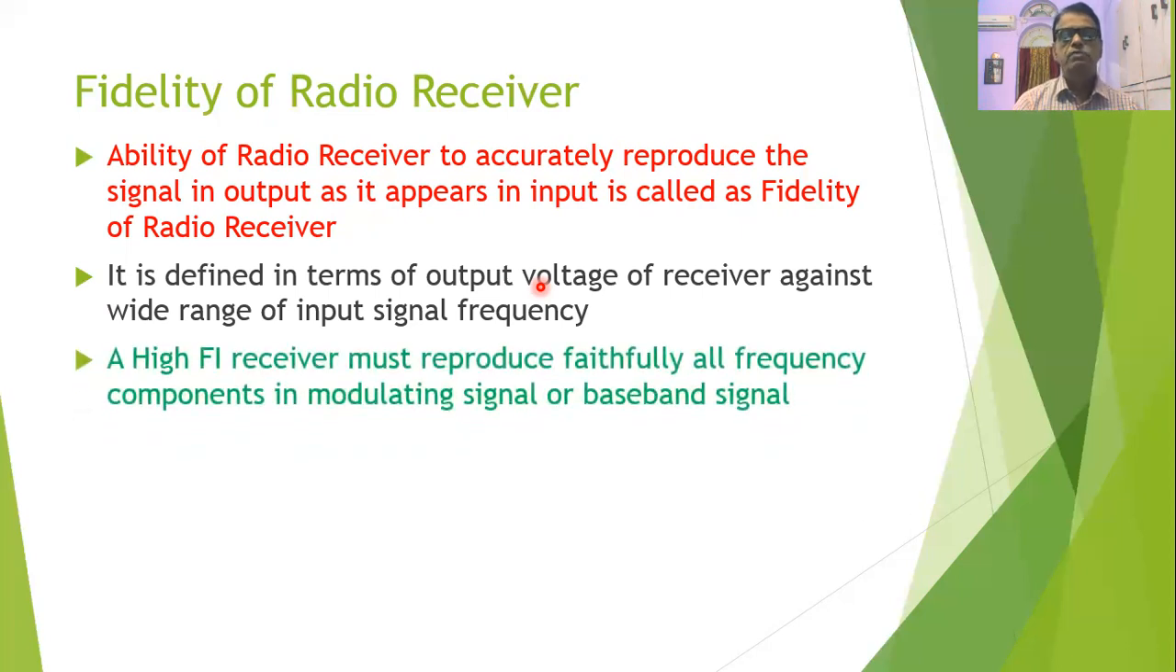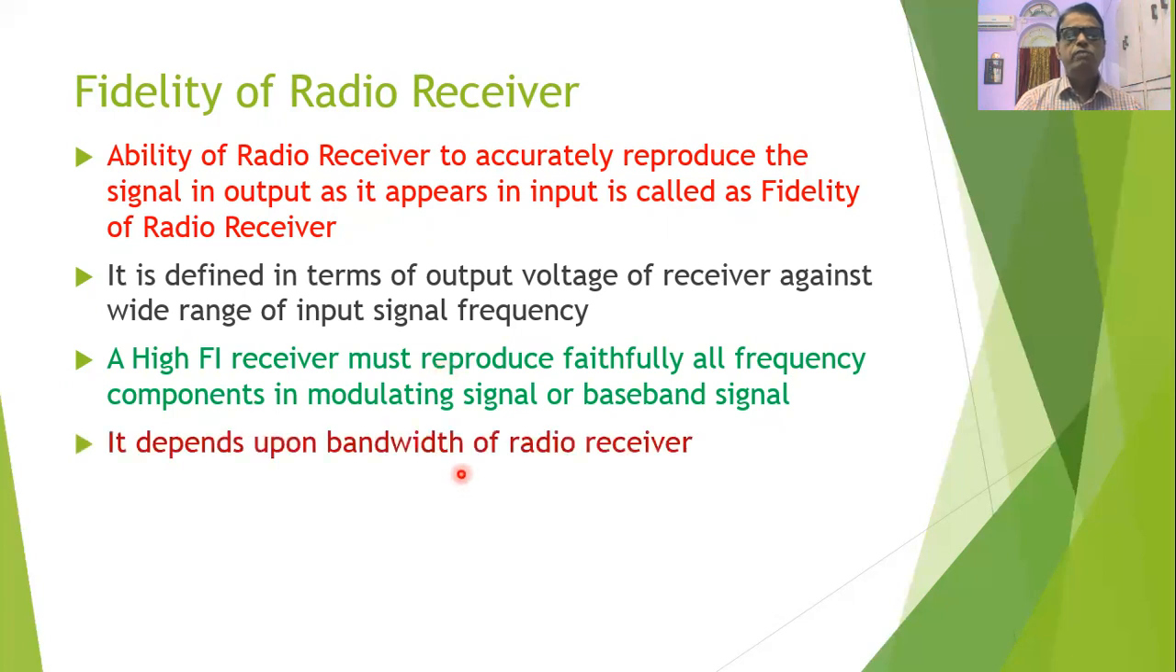A hi-fi receiver must faithfully reproduce all the frequency components that are present in the modulating signal or baseband signal. The information signal is normally a complex signal consisting of many frequencies. All such frequencies must be faithfully amplified by the radio receiver, and equal output should be produced for a wide range of frequencies. Such a receiver is called a hi-fi receiver.